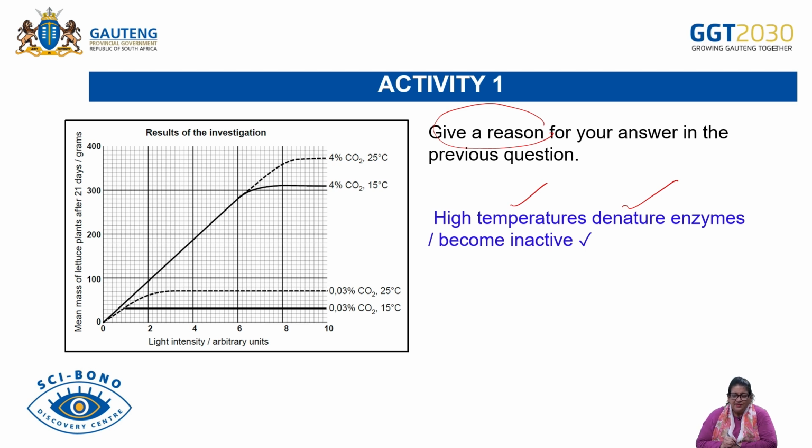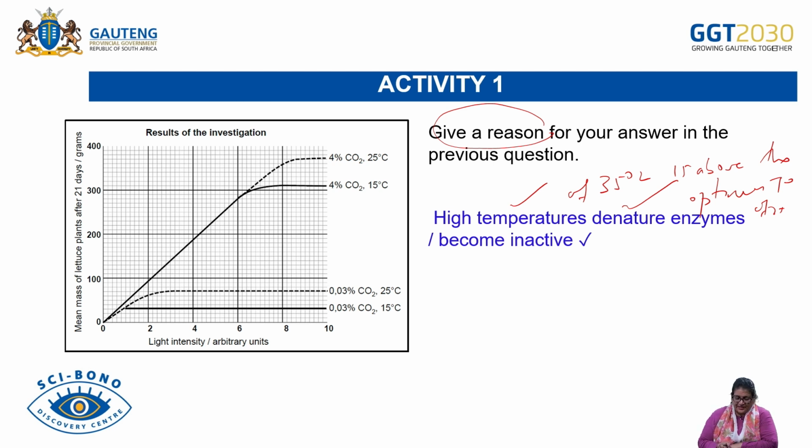You can say high temperature of 35 degrees Celsius is above the optimum temperature of 25. Remember, so the high temperature of 35 degrees Celsius is higher than the optimum of 25 degrees. Therefore, the enzymes will denature, they become inactive, and this will drop the rate of photosynthesis.